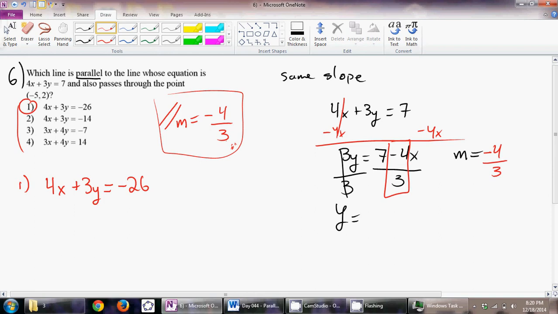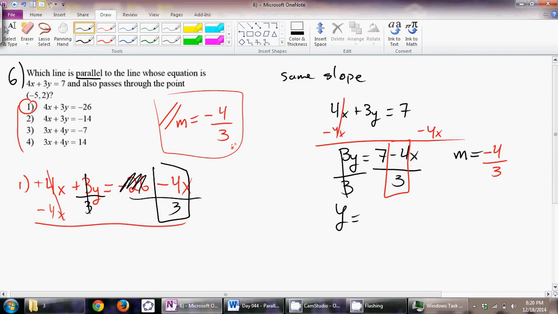Well, my y is positive, so I'm going to move my x terms to the other side. If my x terms are positive here, when they go to the other side, I know they'll become negative. Since I'm only concerned about slope at this point, I don't care about my y-intercept, that constant. I know I'm going to divide by 3. This slope is minus 4/3. It matches that. So number 1 is a possible answer.